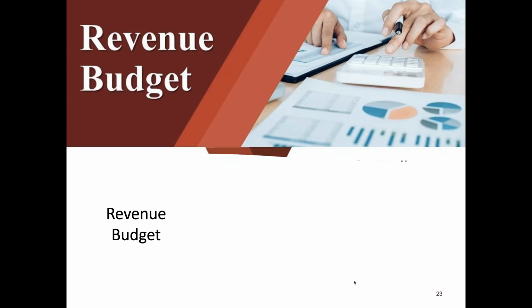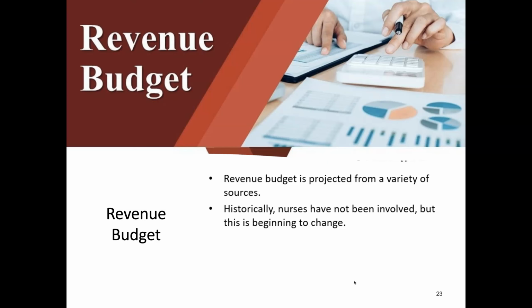The revenue budget. The final component of the operating budget is the revenue budget, which projects the revenue from a variety of sources that the organization will receive for providing patient care. Historically, nurses have not been directly involved in developing the revenue budget. Anticipated revenues are calculated according to the specifics of the nursing area or program. Data about the volume and types of patients and funding are necessary to project revenues in any healthcare organization.